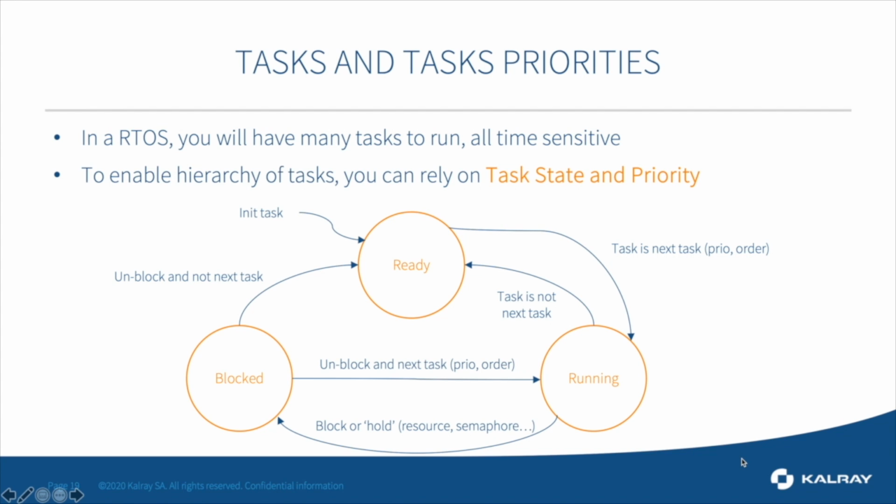In an RTOS, you will have many tasks running on the system, and usually all of them are time sensitive and need to happen in a given time. To do that, you will define a state and a priority per task. A state: when you initialize a task, on the top left, your task will be in a state that we can summarize as being ready. I'm ready to execute. Can I execute now? This is up to the operating system to decide, and the decision will be made on different types of mechanisms that I will describe.